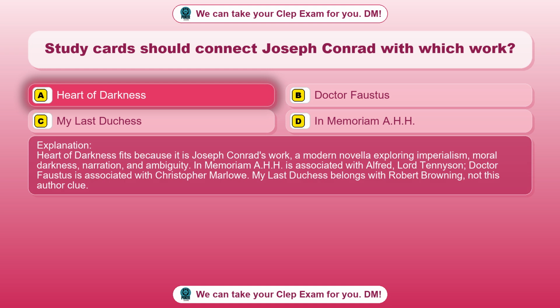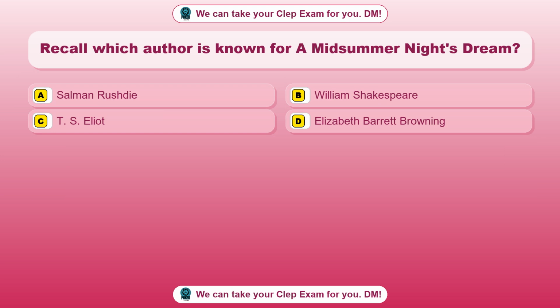Heart of Darkness fits because it is Joseph Conrad's work, a modern novella exploring imperialism, moral darkness, narration, and ambiguity. In Memoriam A.H.H. is associated with Alfred, Lord Tennyson. Dr. Faustus is associated with Christopher Marlowe. My Last Duchess belongs with Robert Browning, not this author clue.